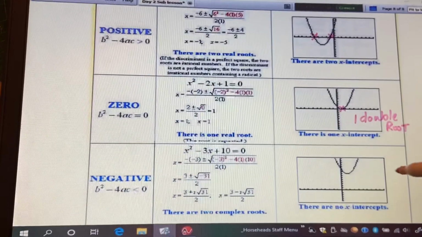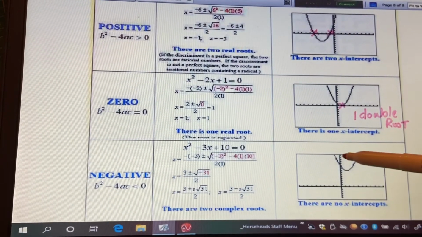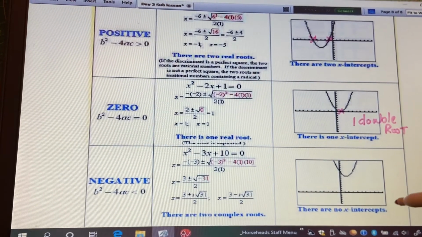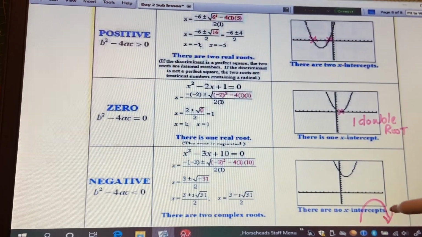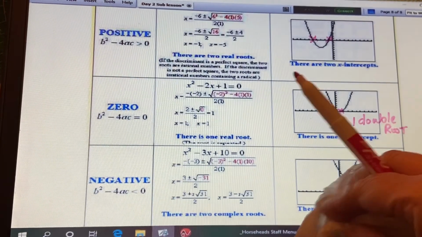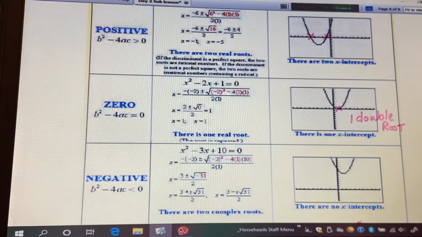Okay, one double root. And then the last situation is, look at that parabola. It doesn't even touch the x-axis. Now, it could go like this also. It could be concave down, but never touch the x-axis. It's a renegade there. Okay.